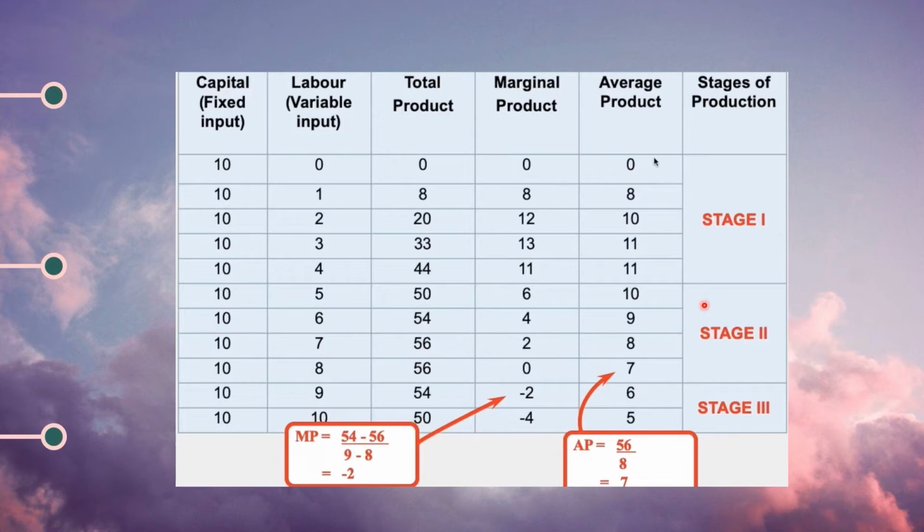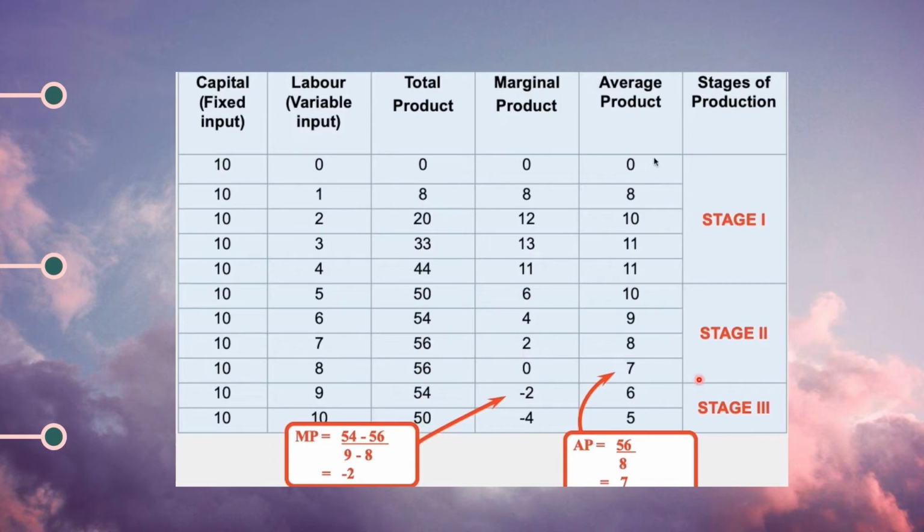To identify stage 2, it happens after this intersection, where the MP decreases to 0. Meaning when the labor has been added, this 8th labor, it no longer contributes anything. That's why the marginal product declines to 0. So from here, this is where stage 2 ends, at the 0 marginal product.